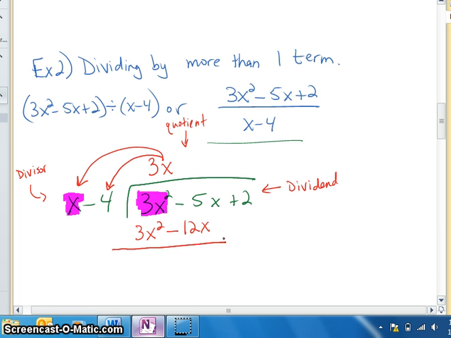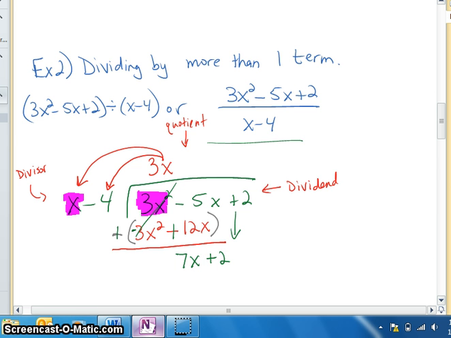Now I have to subtract this. So I need to subtract this whole thing. So what's 3x squared minus 3x squared? Well, that's 0. Those are gone. What's a negative 5x minus a negative 12x? Well, that's really negative 5x. Change both these to plus 12x. So that's 7x. Bring down the 2.